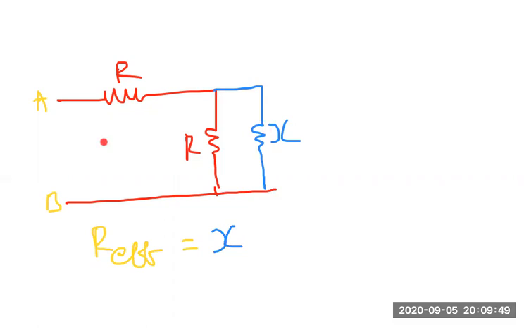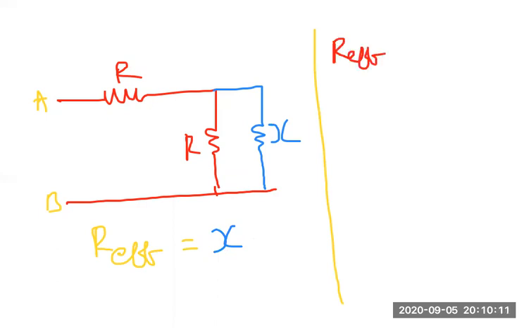For infinity terms, if you add one more term, the answer will still be x only, no doubt. For infinity terms x, and one more term we are taking, then also the answer will be x only. But okay, the answer is x. I also know, you also know. What is R effective from these combinations?